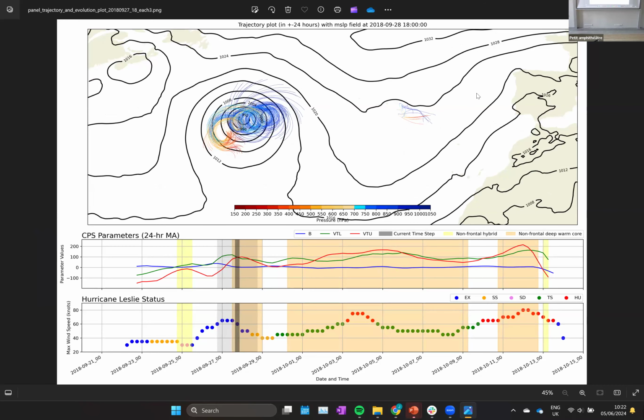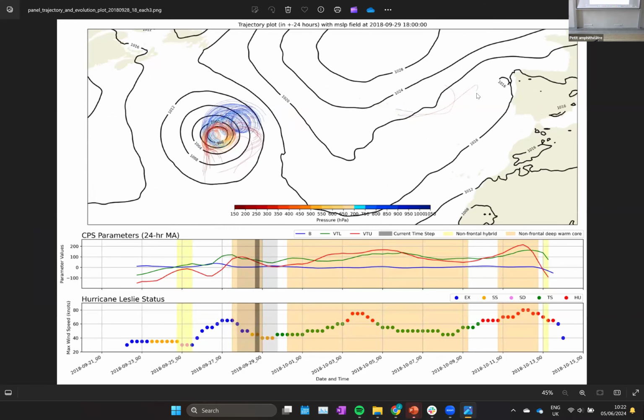But now we are heading into the tropical transition phase, and you will see how the cyclone and the trajectories take the shape of a tropical cyclone, a hurricane. There is an increase of the trajectories.